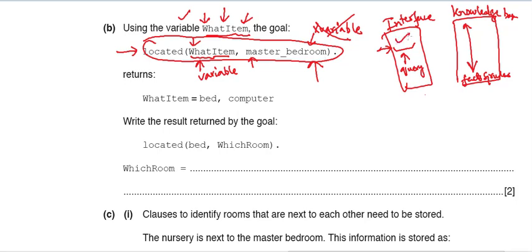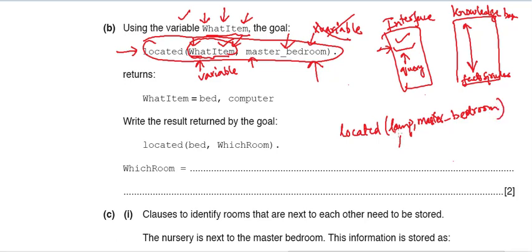So we are asking what are the different items that are located in the master bedroom? Because we have not specified the name of an item here. We could actually have asked something like this: located, lamp, in master bedroom. We could have asked this question from Prolog.